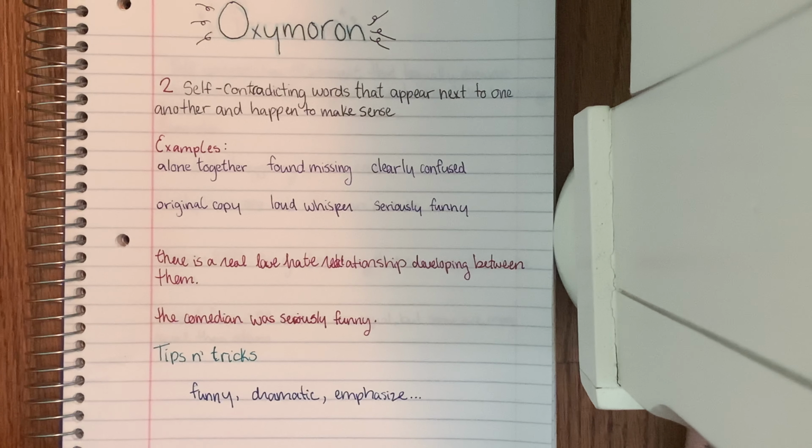So the examples I have here are alone together. And if you think about it, you can't really be alone together, but you kind of understand that being alone, like separately in a room, is like alone together. There is found missing, which again really doesn't make that much sense, but when someone is missing, they're found missing, like they happen to be missing.